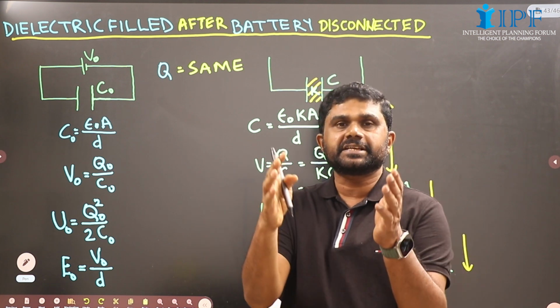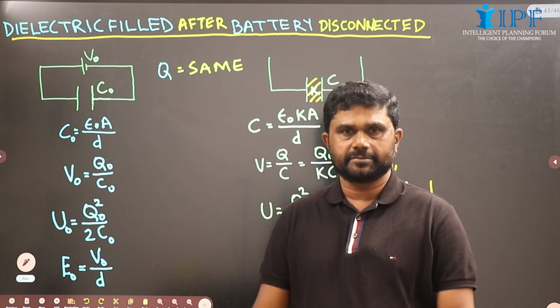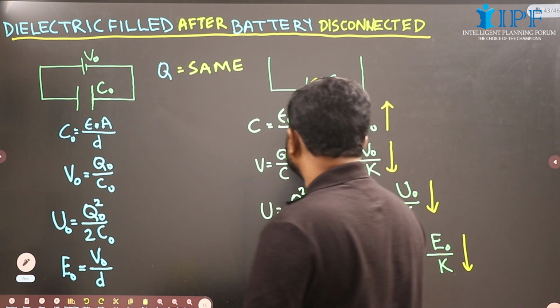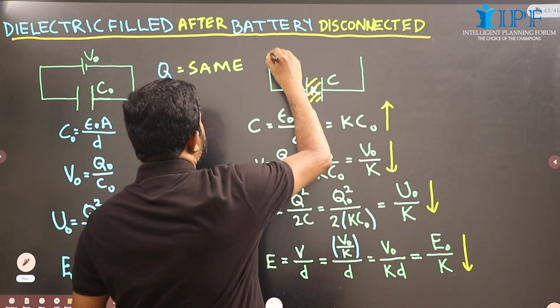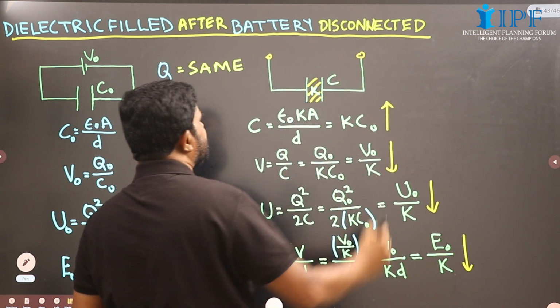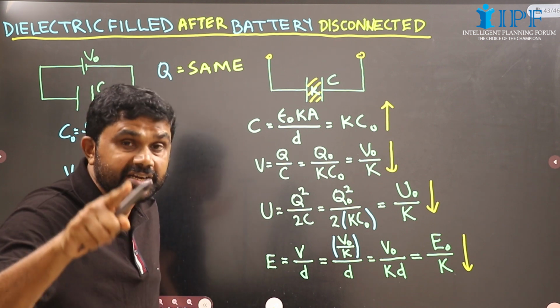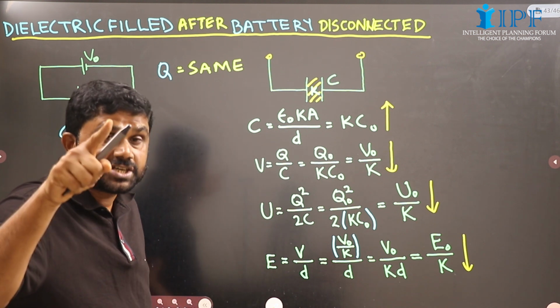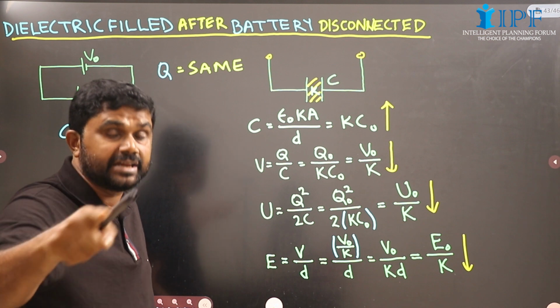Now the capacitor is disconnected from the cell. Here the capacitor is disconnected from the cell. Its terminals are floating. Its terminals are not connected anywhere.